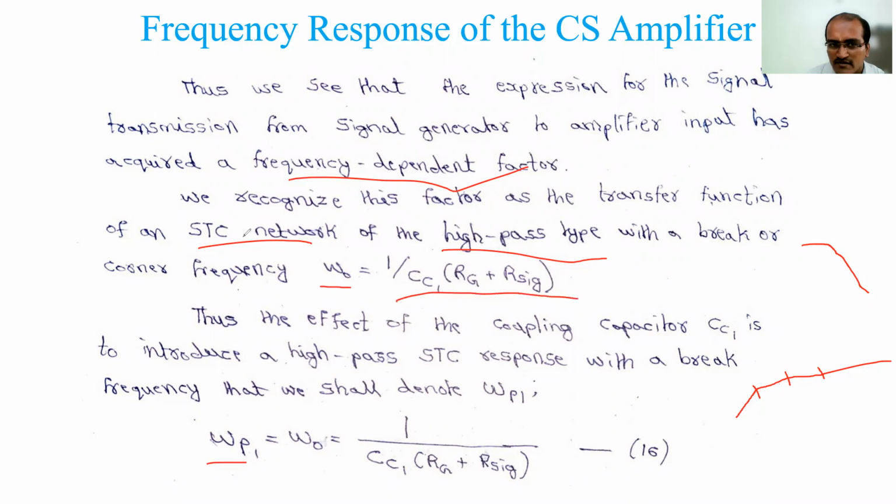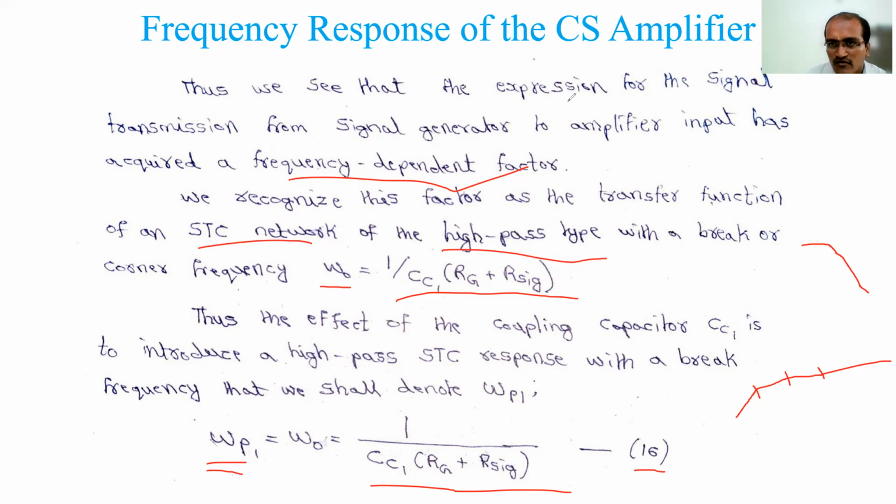STC network means it will have either an R and L combination or an R and C combination. The R here is RG plus R signal and the capacitor is CC1 on the input side. Thus the effect of the coupling capacitor CC1 is to produce a high pass STC response with a break frequency that we shall denote WP1. This is the value of WP1. Make it equation 16. Observe odd and even equations: 15 was an odd number, 16 is an even number now. The even numbers represent each of the cutoff frequencies in the case of low frequency.